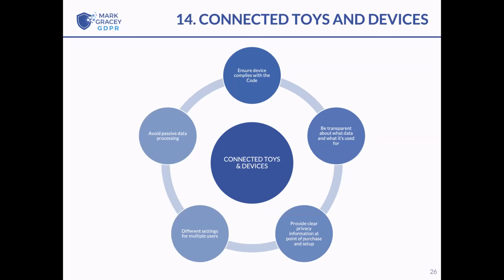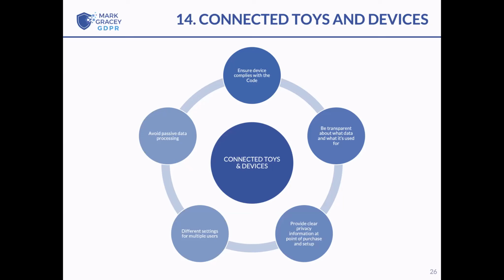Nearly at the end, number 14 is specifically around connected toys and devices. Basically, the ICO require that the manufacturers of those toys and devices comply with the code. They need to be transparent about what data is involved, and provide age-appropriate privacy information, not just at the point of opening it out of the box, but also at the point of sale, and at the point of everything being set up.